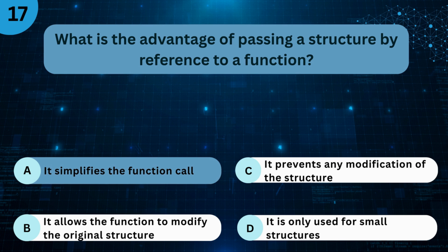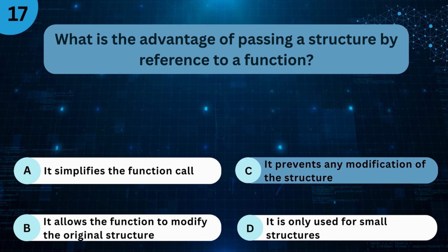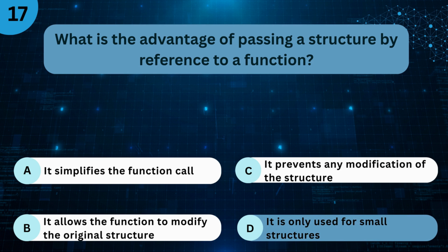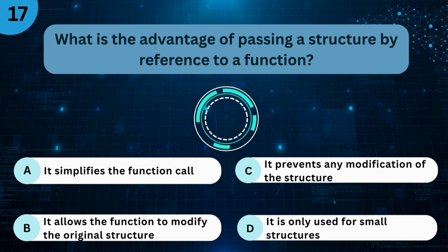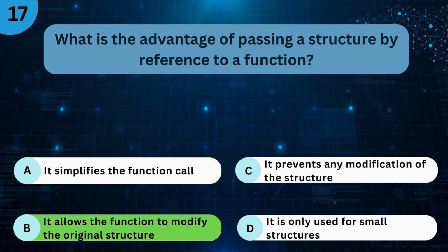What is the advantage of passing a structure by reference to a function? A. It simplifies the function call. B. It allows the function to modify the original structure. C. It prevents any modification of the structure. D. It is only used for small structures. The right answer is B. It allows the function to modify the original structure.